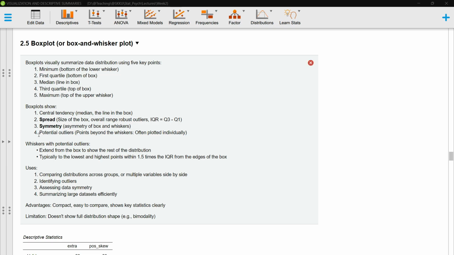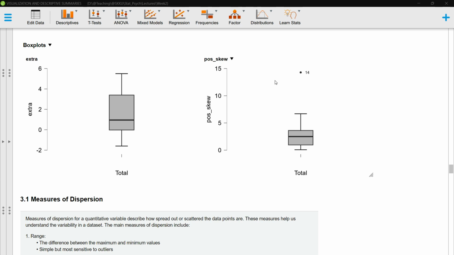And the fourth one, the potential outlier. Box plot also shows us potential outliers. The outliers are points beyond the whiskers, and often plotted individually. So as we have seen before, this is the way to represent the outliers in the box plot. Okay, so this is outside of the box and whiskers. It's far from the whisker end.